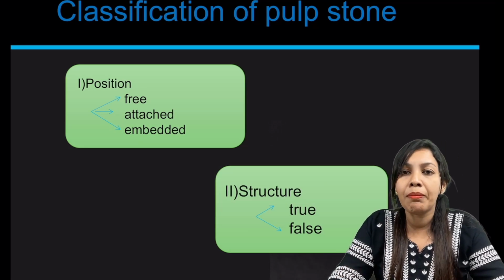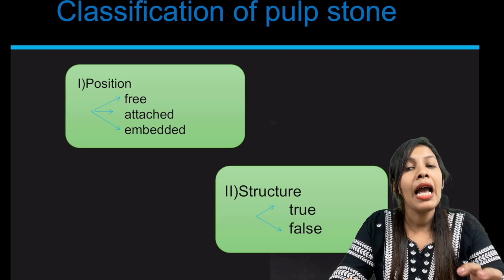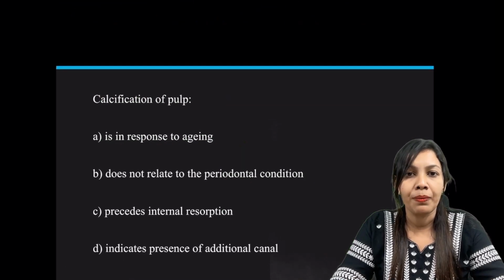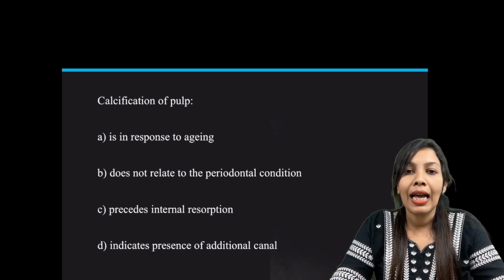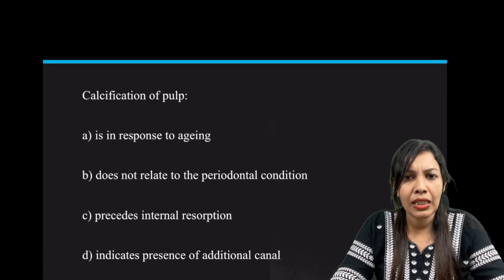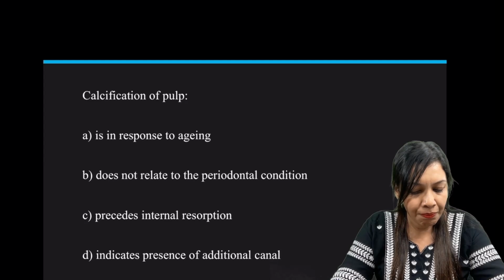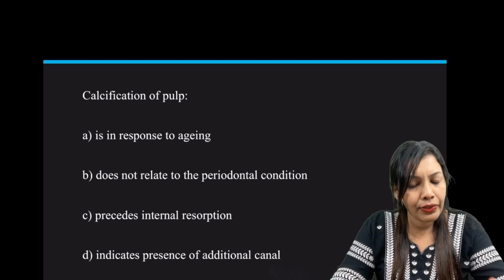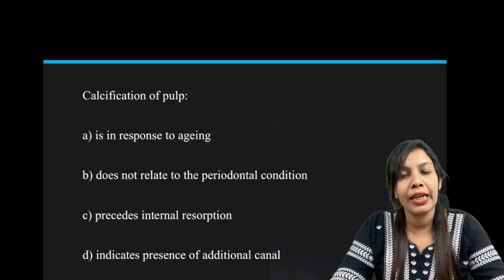And sometimes it might be true, having a composition similar to enamel and dentine, and false, where it does not have the same composition as enamel and dentine. Right, that is the classification of pulp stone. So what is the calcification of pulp? What is the answer? Is it in response to aging, does not relate to the periodontal condition, precedes internal resorption, or indicates presence of an additional canal? Not the last three; it is in response to aging. Already we know calcification or degeneration is actually because of aging.